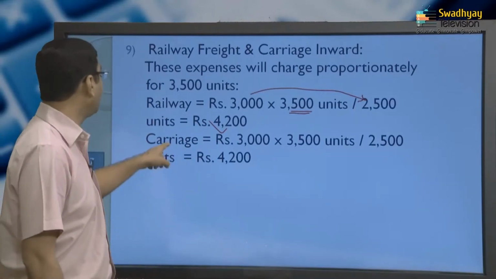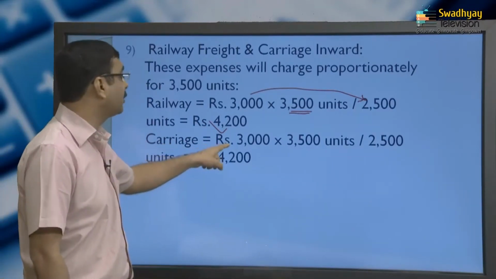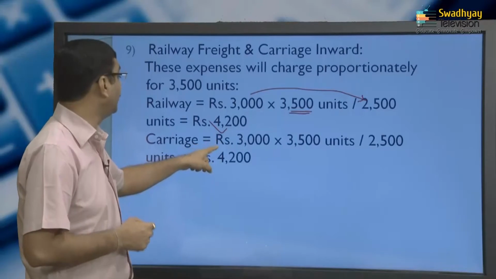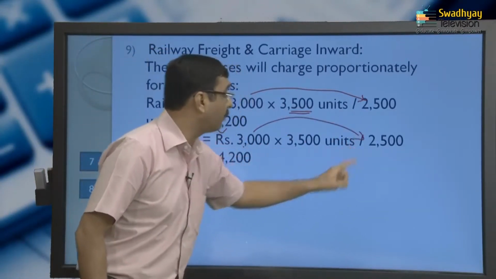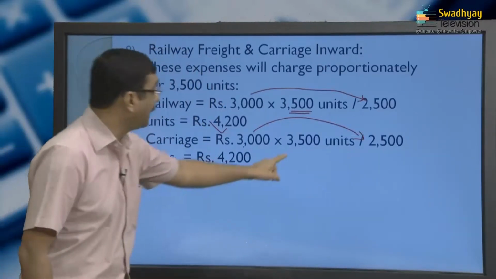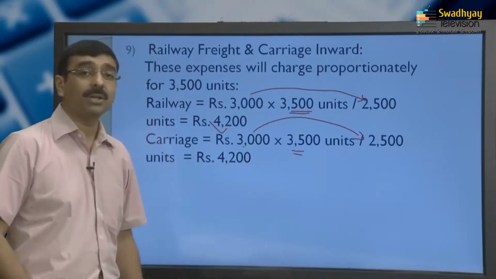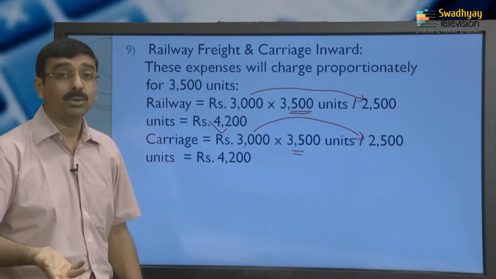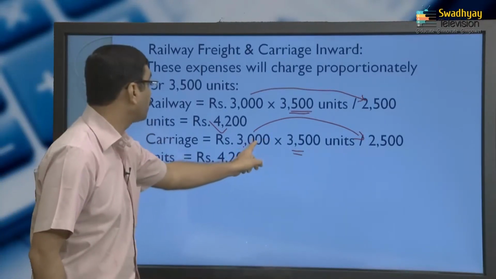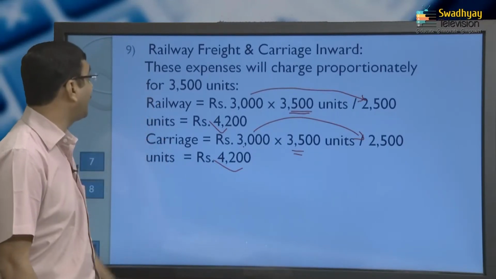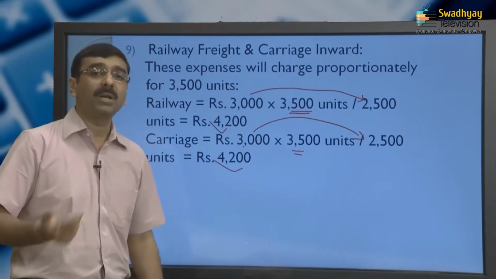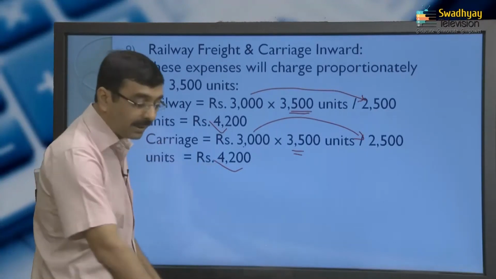The same thing will be applied for the carriage also. It was calculated in the year 2013 as rupees 3000, but that 3000 rupees was calculated on the basis of 2500 units. Again 3500 units will be manufactured or estimated for the year 2014. So according to the proportion, it would be around 4200 rupees. So railway expenses and carriage expenses for 2014 would be around 4200 rupees.